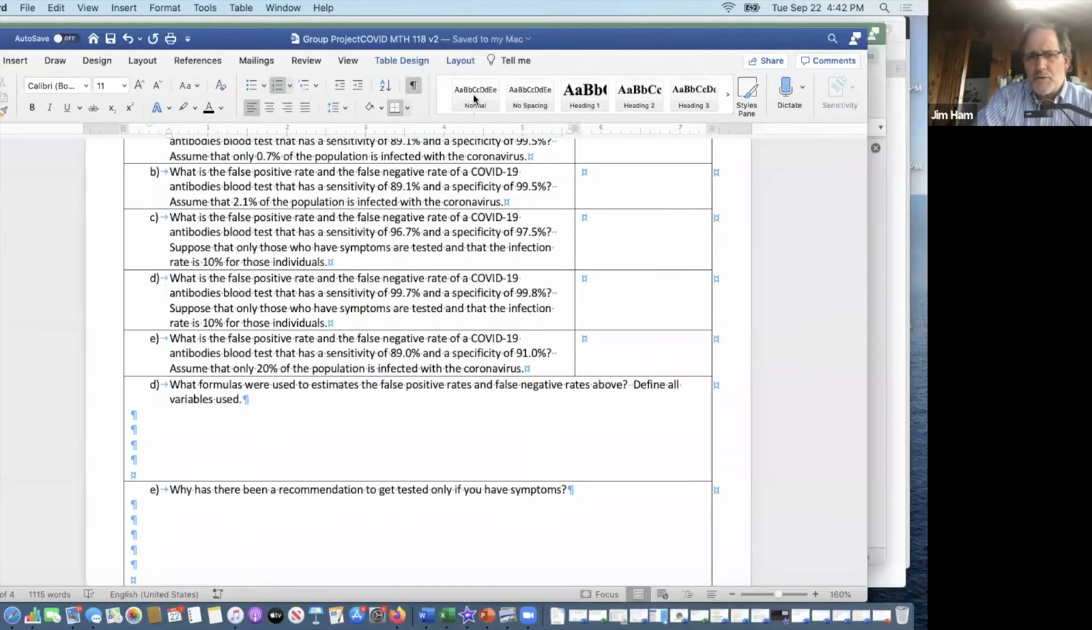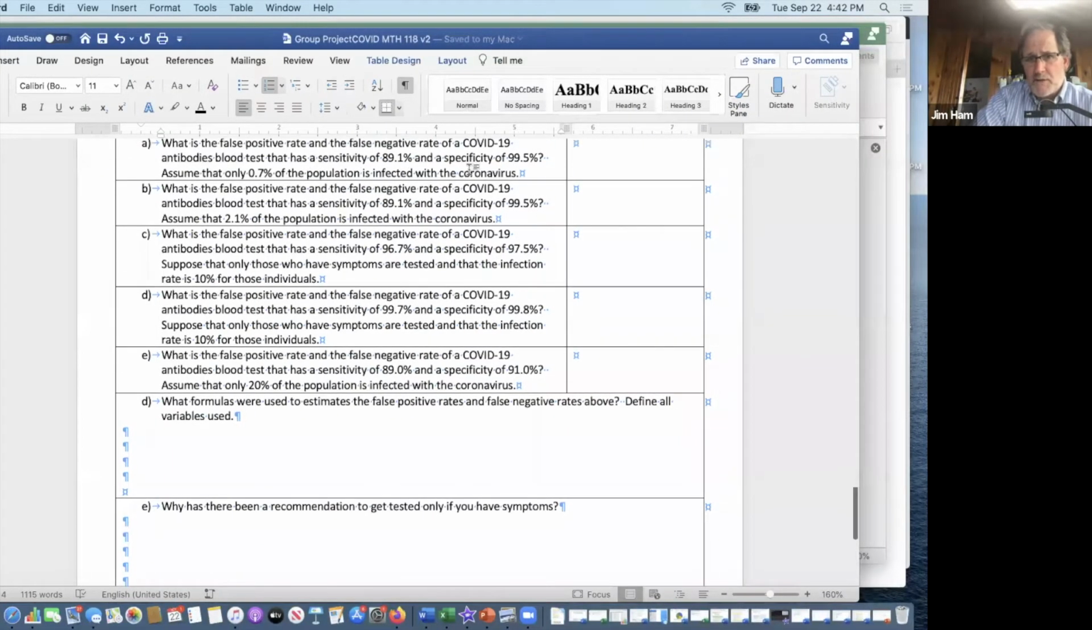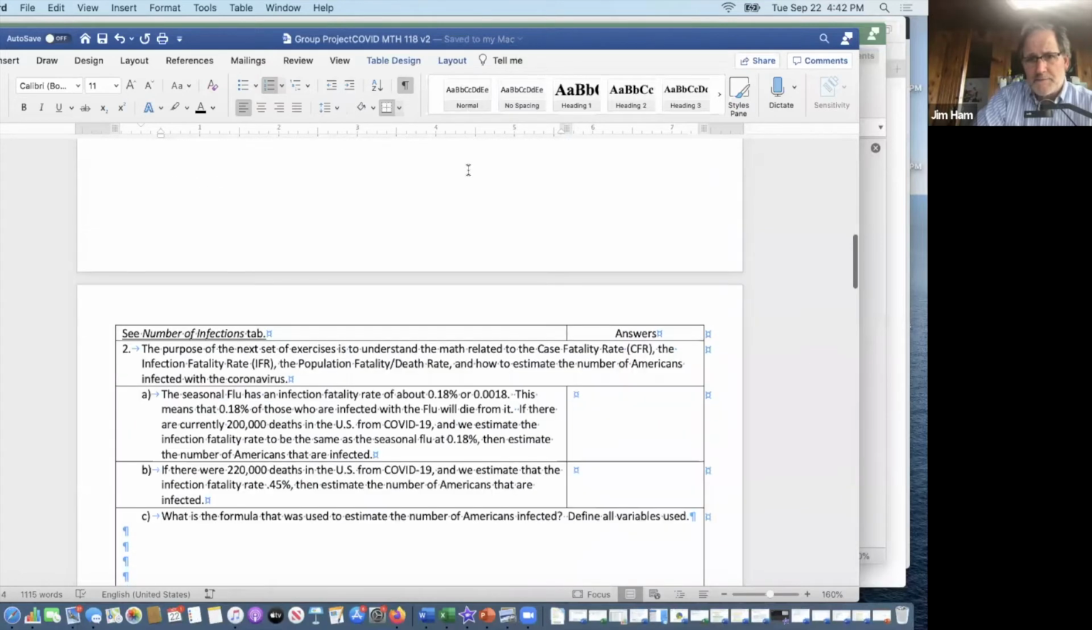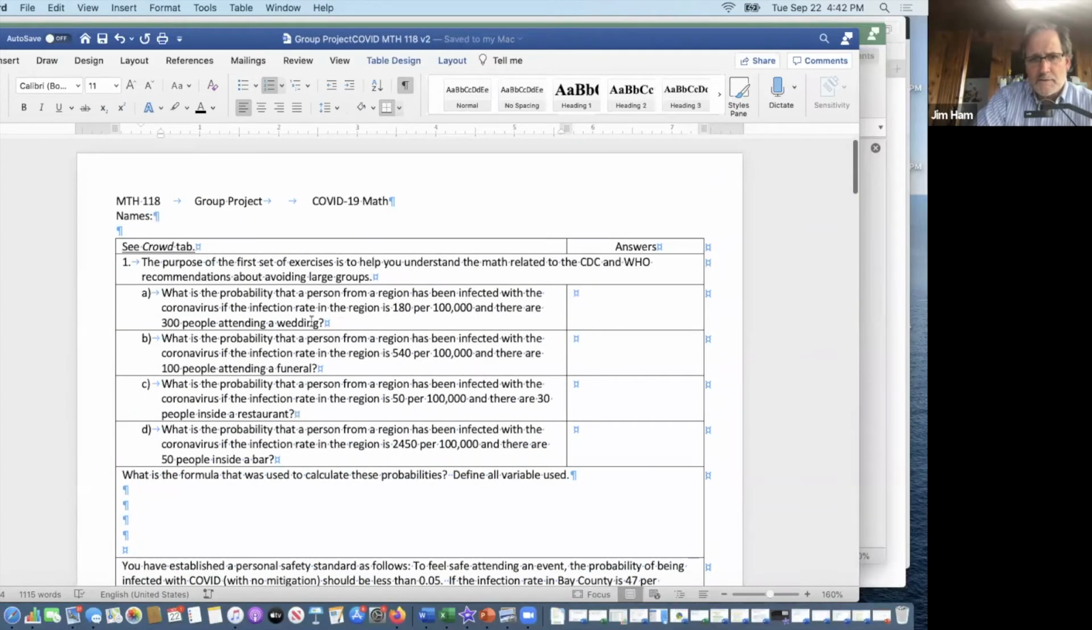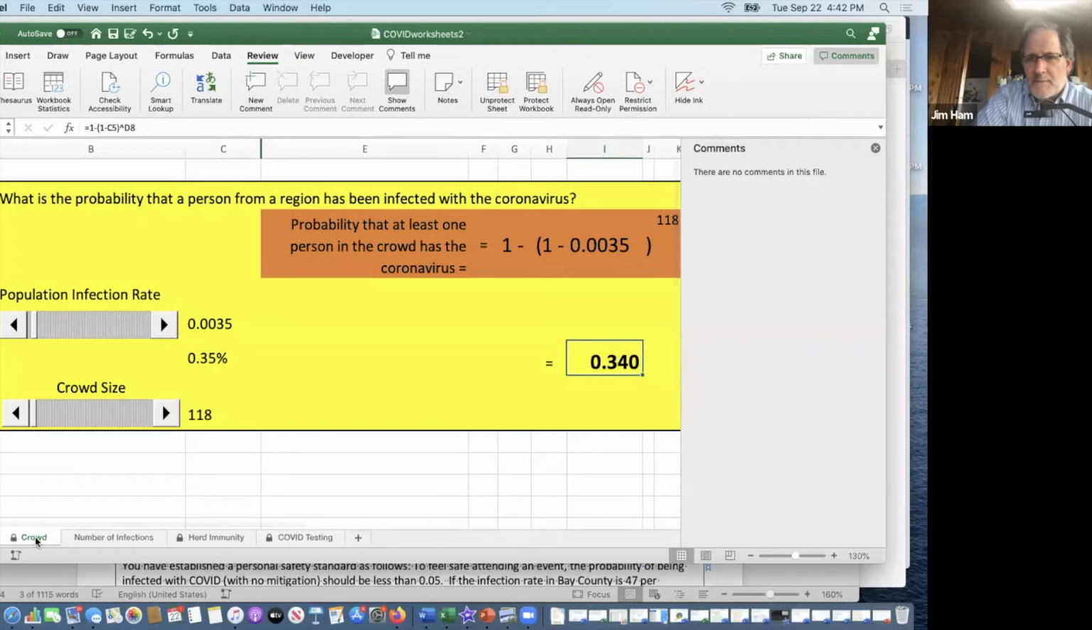So let me go through, after I explain the spreadsheet, I want to go to a problem for each kind. And here's the one. It says, what is the probability? And you can see here that we're going to use the crowd tab for this one. There are 4 tabs at the bottom of that spreadsheet. For this first problem, we're going to use the crowd tab. And if you recall, there's the crowd tab. So we're going to be using this one.